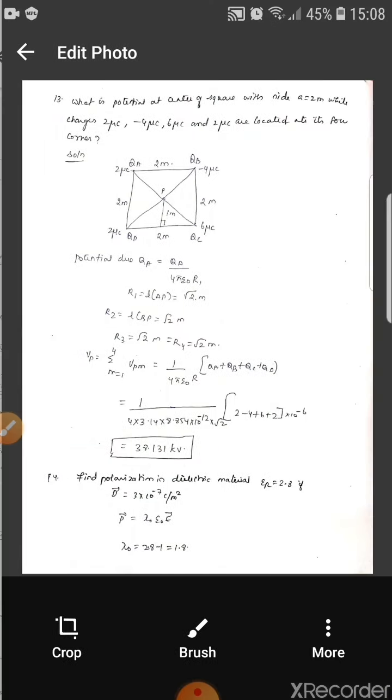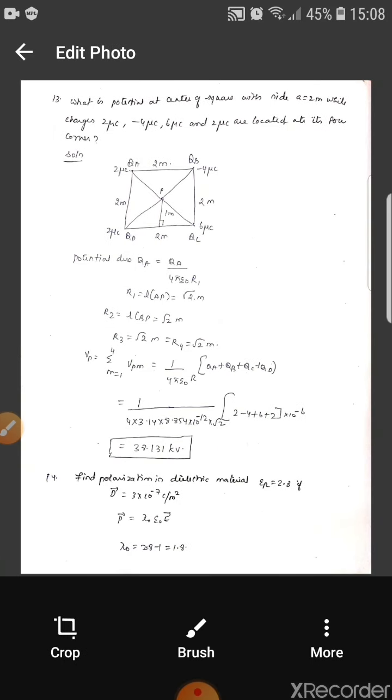18.517 volt. And next question, what is the potential at the center of a square with side a is equal to 2 meter while the charges 2 microcoulomb, 4 microcoulomb, minus 4 microcoulomb, 6 microcoulomb and 2 microcoulomb are located at its four corners. So see the solution.